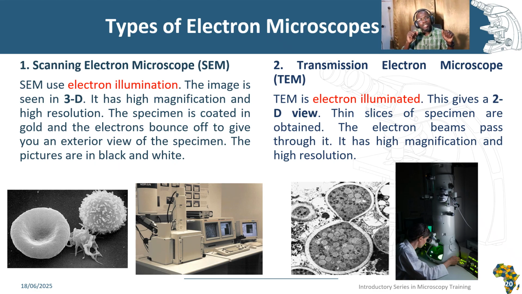While the transmission electron microscope displays two-dimensional black and white images of a thin section of a cell, clearly showing internal details. This is because electrons pass through the specimens, revealing ultrastructural details.